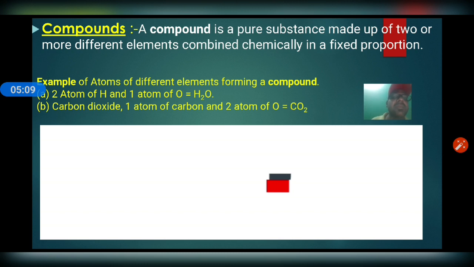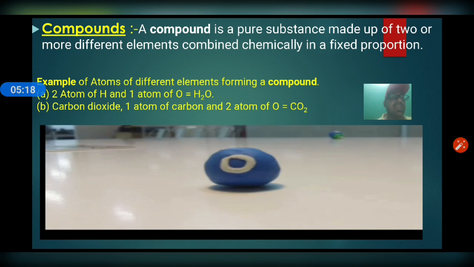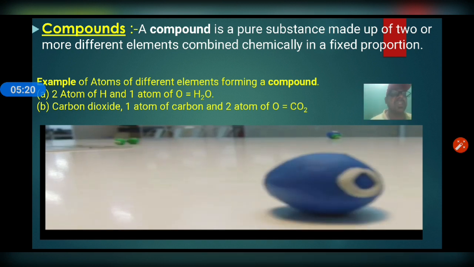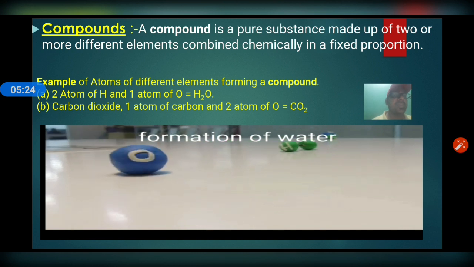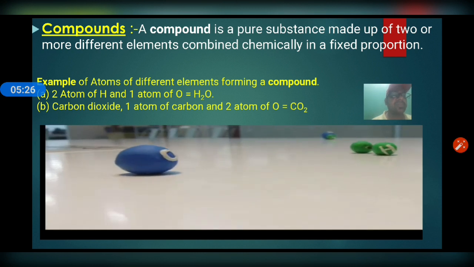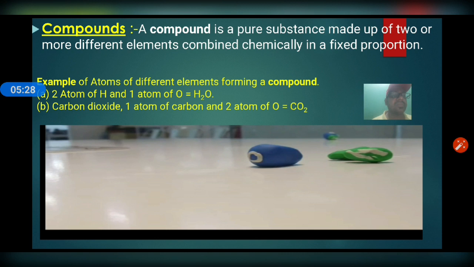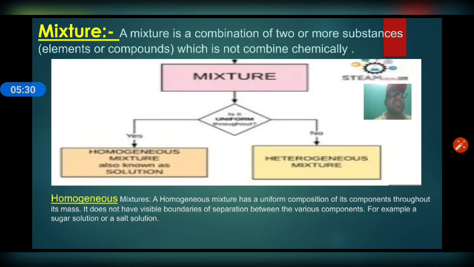Like that, in carbon dioxide, one atom of carbon combined with two atoms of oxygen produces one molecule of carbon dioxide. You can see here, it is given very clearly. One oxygen combined with two hydrogen produces one molecule of water.